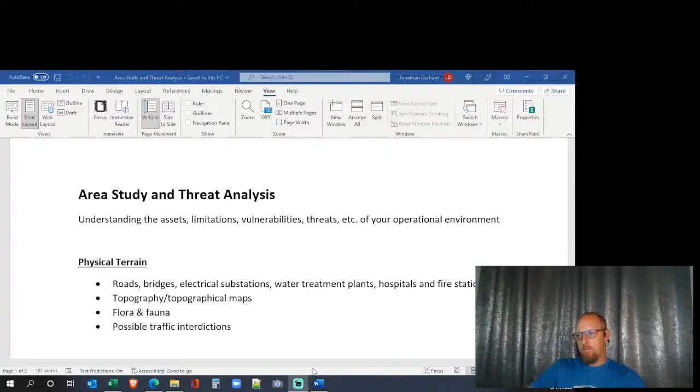All right. So, area study and threat analysis. Basically, what this is about is understanding the area that you're going to be in. It's known as your operational environment. Your operational environment, it sounds like this crazy tactical term, but it's really not. It's just wherever the area is that you're working is your operational environment.